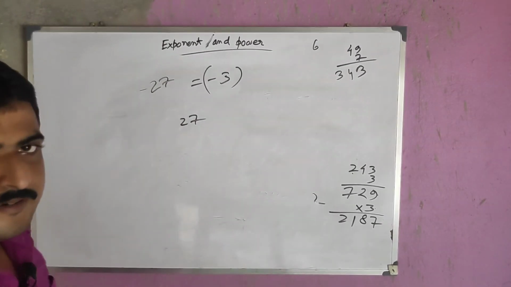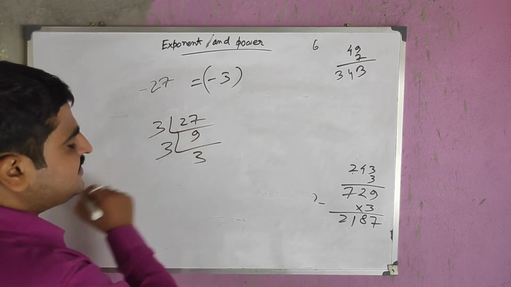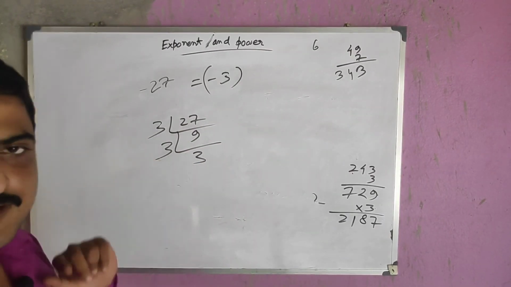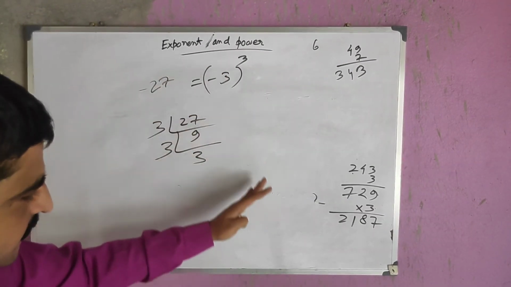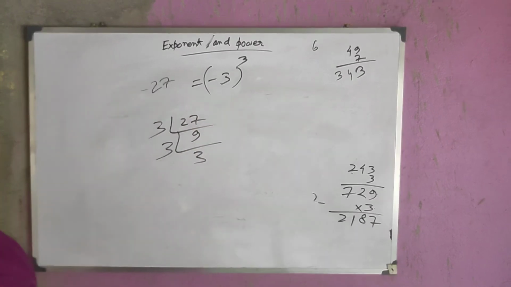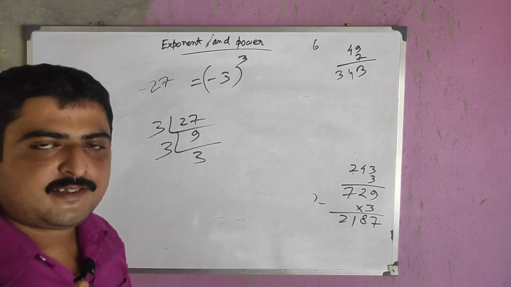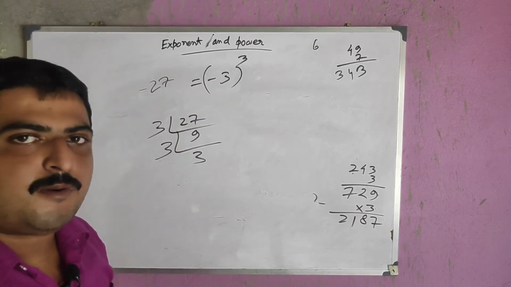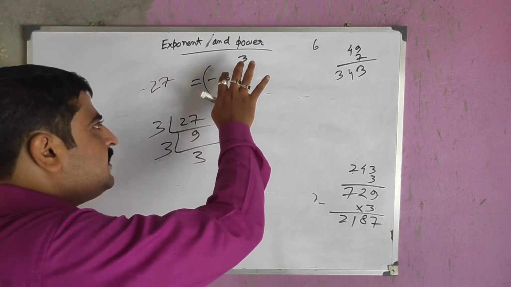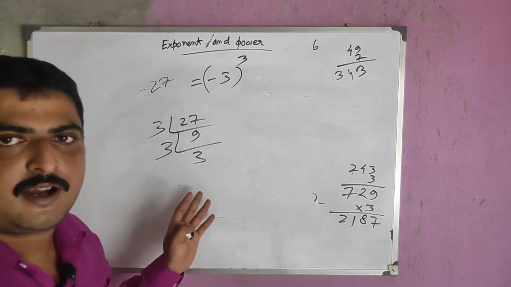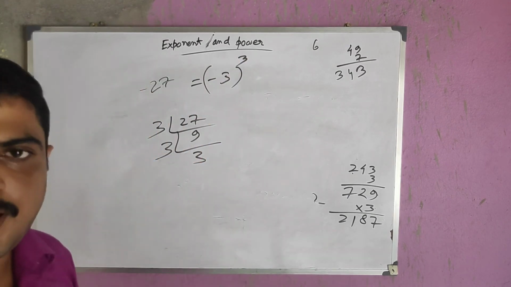So forget about this minus. You take this 27 and factorize it. 3 9s are 27, 3 3s are 9. So how many 3s are coming? 3 times. When you factorize this number, don't take the negative term, just take the number only. And as the question says you have to express it in the power of minus 3, whatever comes, how many times it comes, you just put here. So automatically it will come as minus 3 to the power 3.